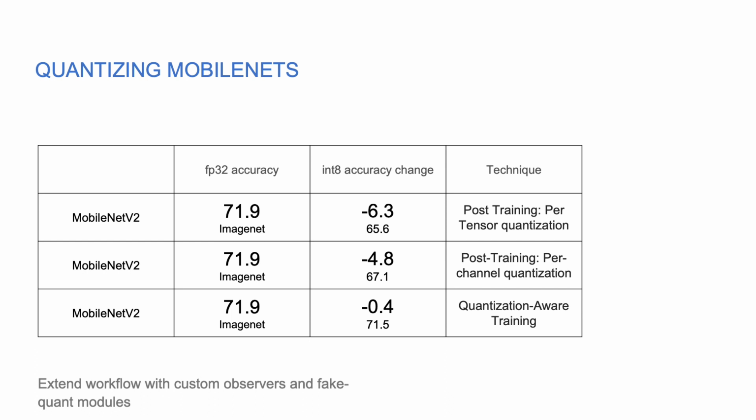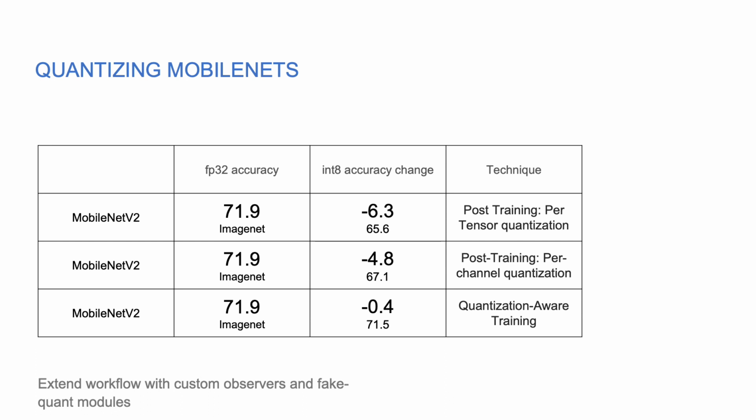You can see that per tensor is dropping 6%, per channel is dropping 5%, so it's better, but still not awesome. Quantization aware training, where the network learns how to give you the right answer even in the presence of quantization, for MobileNet V2 seems to be necessary, and it gives you a much more respectable 0.4% accuracy drop. So you can see the relative importance of each one of the different techniques.